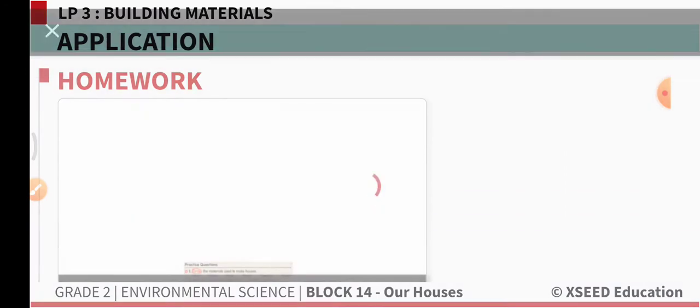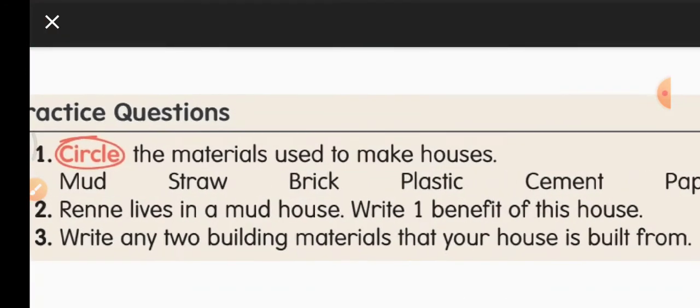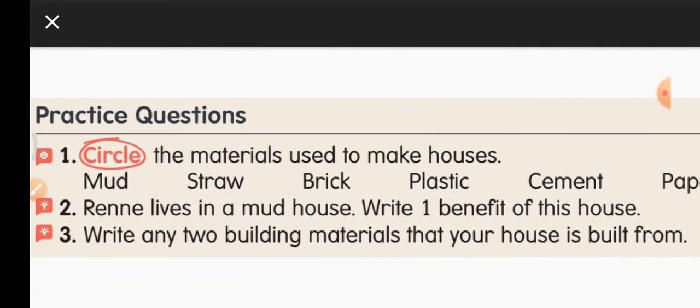So now open your content book. Practice questions. Circle the materials used to make houses. Mud, straw, brick, plastic, cement, paper. So the materials that are used to make houses are: circle mud, straw, brick. Plastic is not used. Cement you can circle. Okay, circle mud, straw, brick, cement.